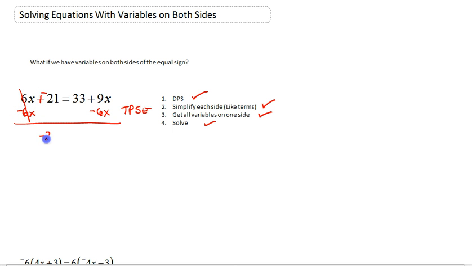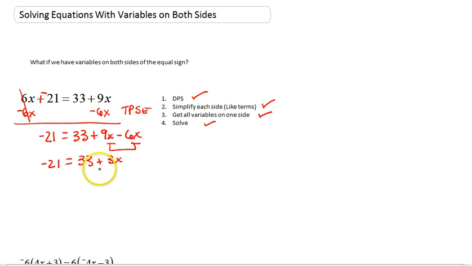So I'm left over here with negative 21. Over here, I have 33 plus 9x minus 6x. Well, we have like terms here. 9x minus 6x gives me 3x. So now I have negative 21 equals 33 plus 3x. Now we can solve and simplify this equation.